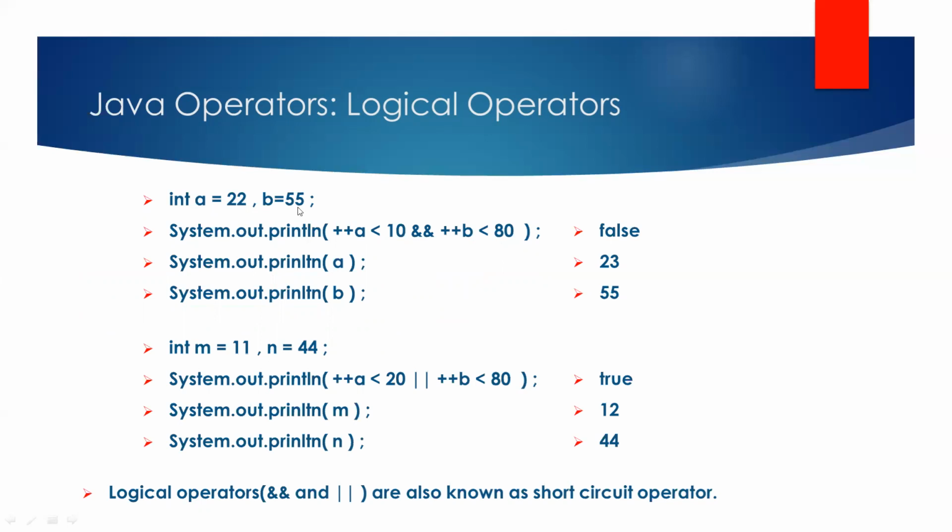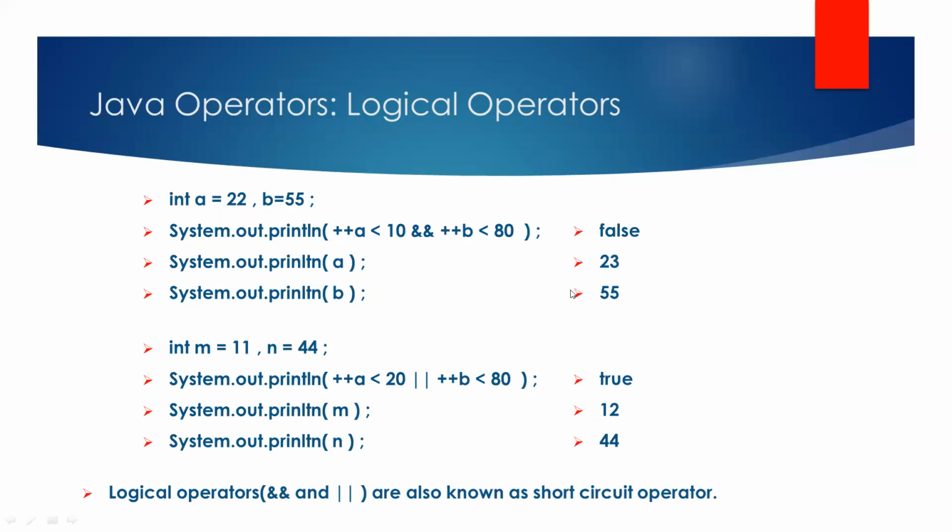A is equal to 22 and B is equal to 55. Just look here. Plus plus A is less than 10. Plus plus A means first of all it evaluates, so it will be 23. 23 is less than 10? Yes, it is false. And plus plus B is less than 80? Yes, it is true. But since both should be true and one is false, it will give you false. And what will be the value of A and B? As we know, this will become 23, but I'm printing 55.